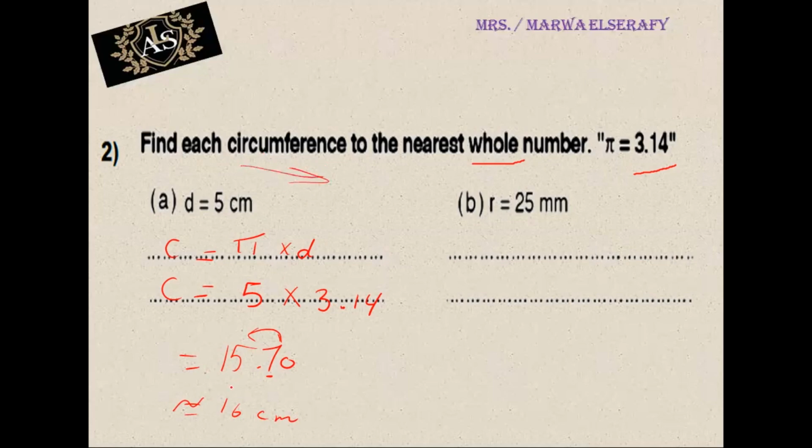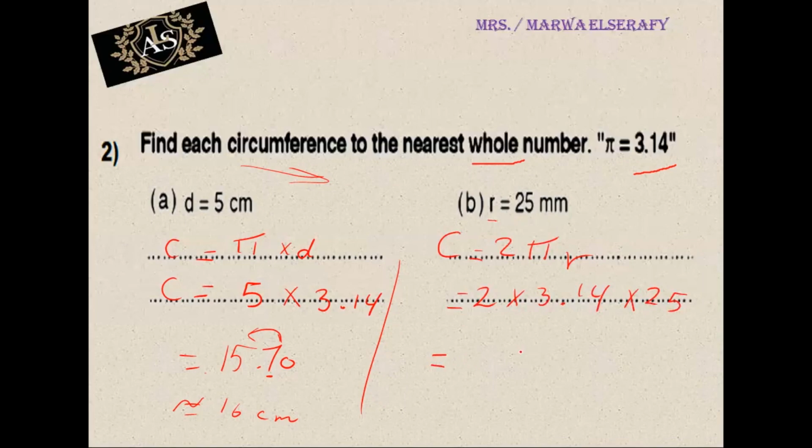Perimeter or circumference is measured in centimeters, not centimeter square. In here he gives me the radius in millimeters, so I will write the rule of the circumference. Circumference will be equal to 2 pi r. It will be equal to 2 times 3.14 times 25. It will be equal what?